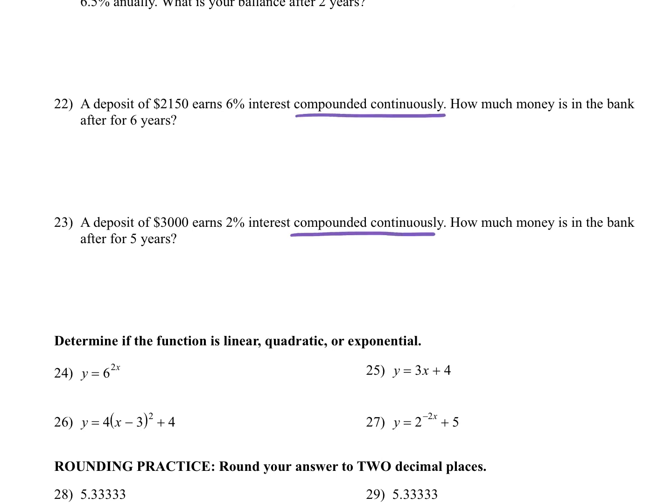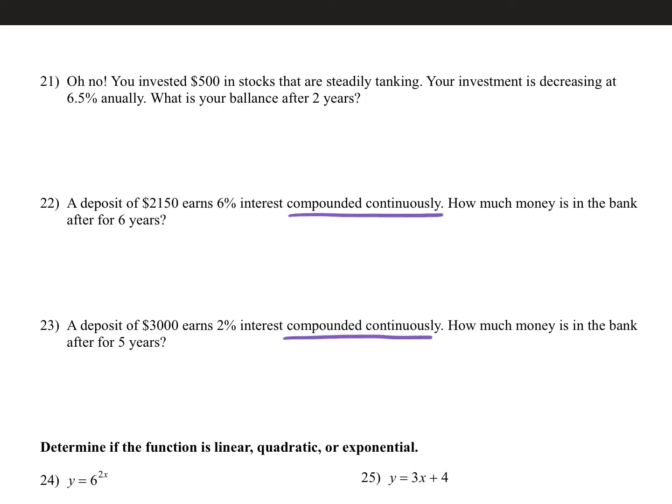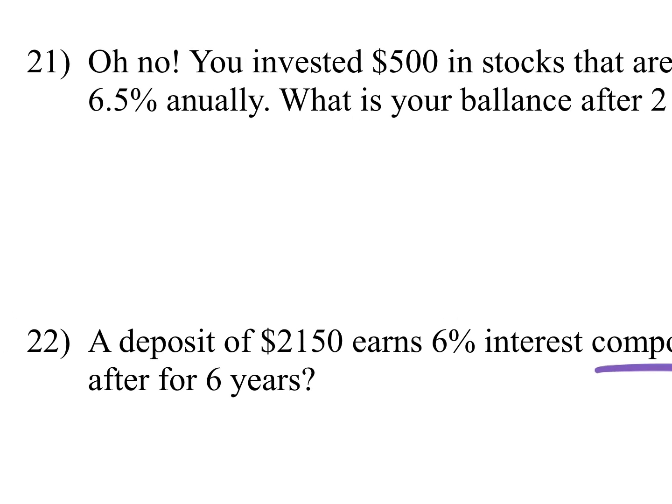Thank you. So anytime it says compounded continuously, use the PERT formula. Oh no, you invested $500 in stocks that are steadily tanking. Your investment is decreasing at 6.5% annually. What's your balance after 2 years? So I need my A, R, and T. So what's my starting amount? 500. What's my rate?